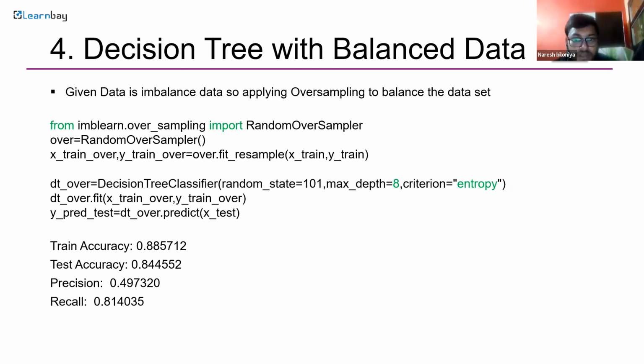In oversampling, we can see that train accuracy is 88, and test accuracy is decreased if we compare with the decision tree without balancing. Precision is also decreased, to around 50%, but recall is increased very well. It's around 81%, and that's our major concern. So we have seen four models.